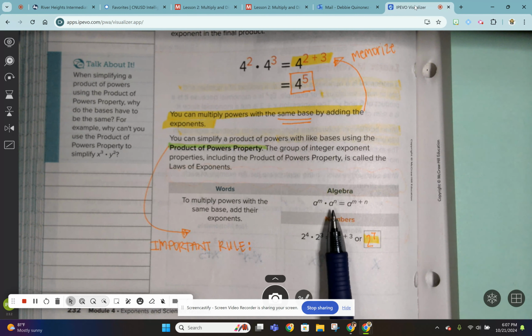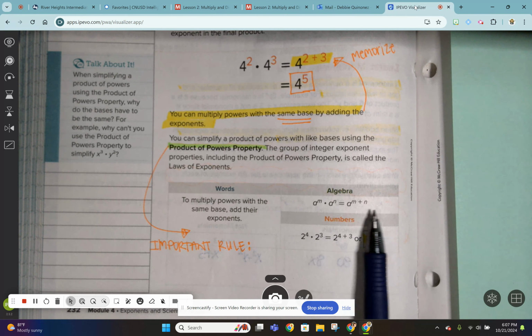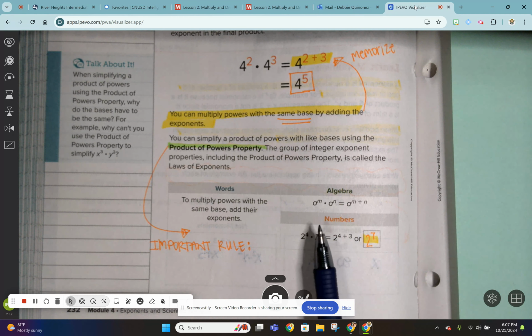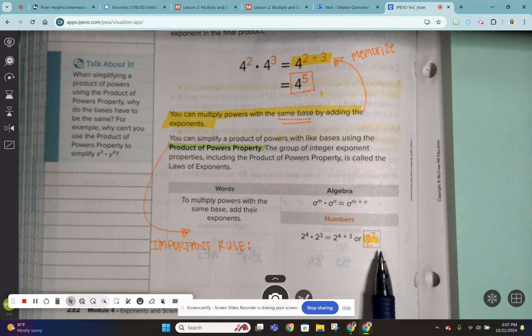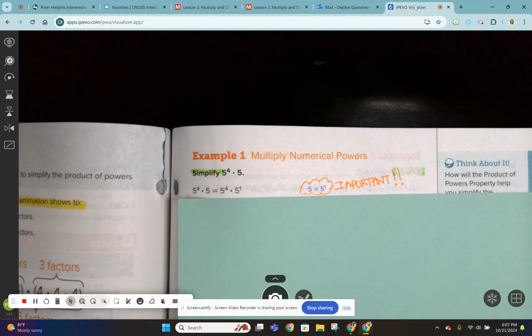If it's a variable for our base that's unknown, we can model it like this. If it's a number for the base, like this one that we know, we can model it like this, and we would simplify it with the same exponent to read 2 to the power of 7. Okay, so now we will get to work with example 1.